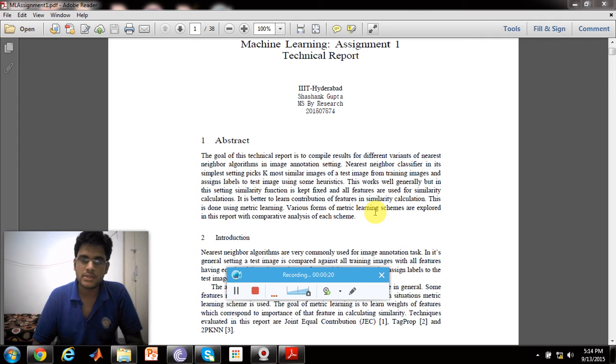Image annotation is multi-label classification. What that means is, for a given image, it can have multiple labels at a time. This is in contrast with multi-class classification, where an image can belong to only one class at a time. In this setting, an image can belong to multiple classes. So this is about the problem.